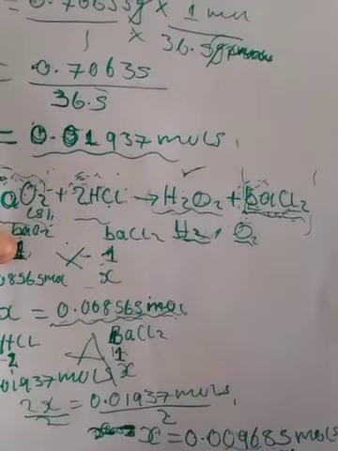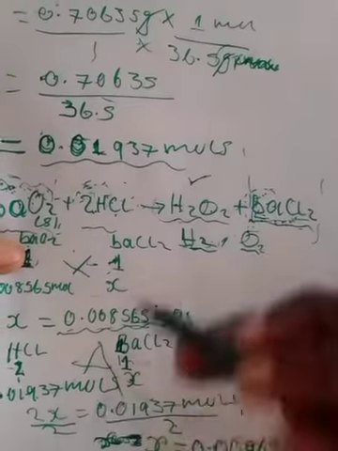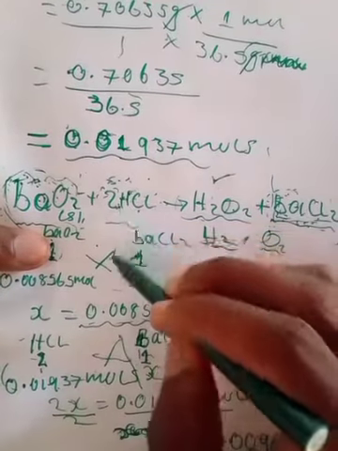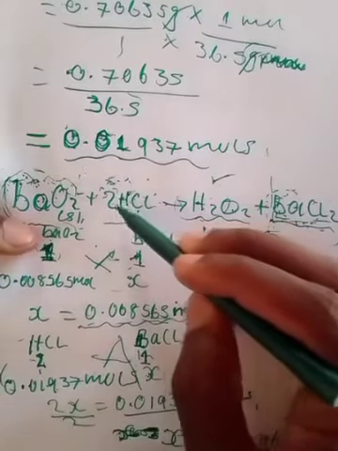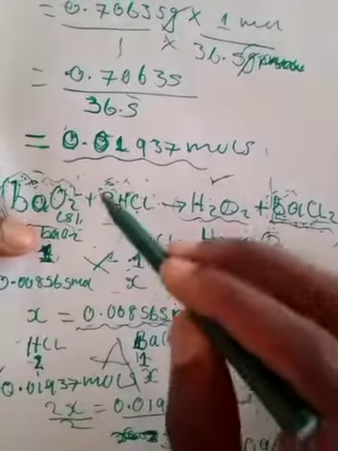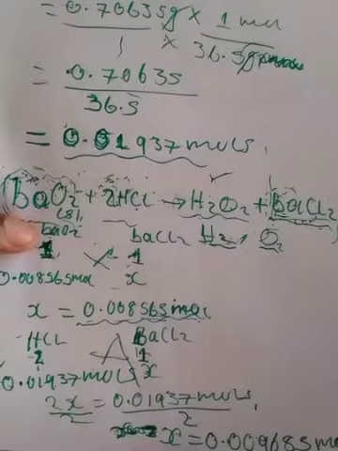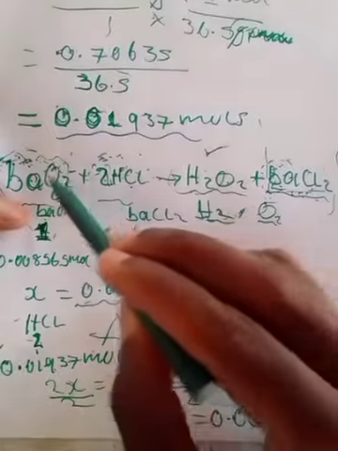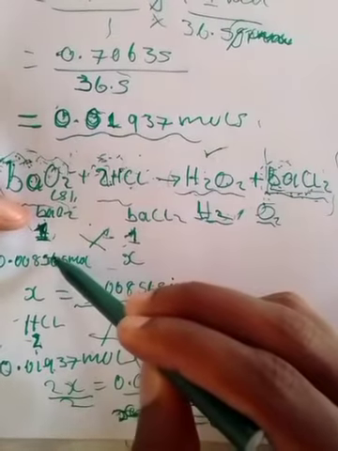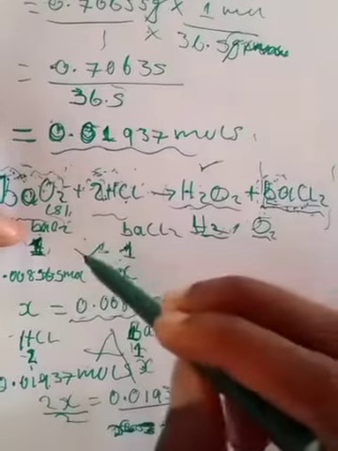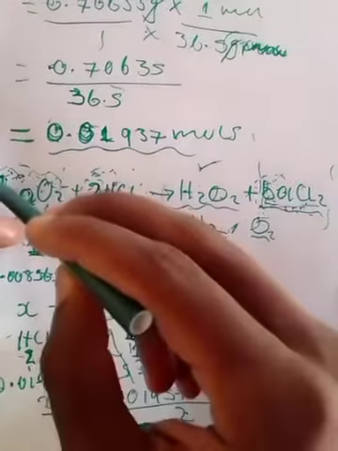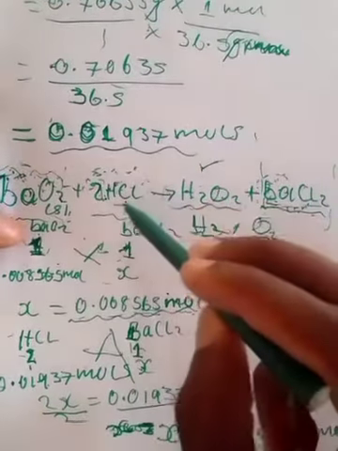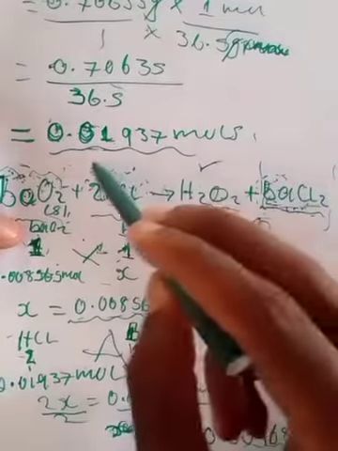Now, there is a shortcut method that I have observed, whereby just because you have found the number of moles for this one and this one, you quickly divide them by their coefficients. Let's say when I found the number of moles for barium peroxide, instead of doing the cross, I just divide by the number that is in front, which is 1. Even for hydrochloric acid, the number of moles is 0.01937. I just divide by the number that is in front.